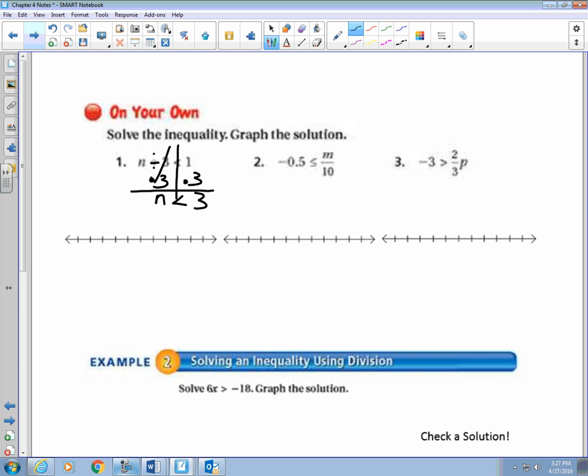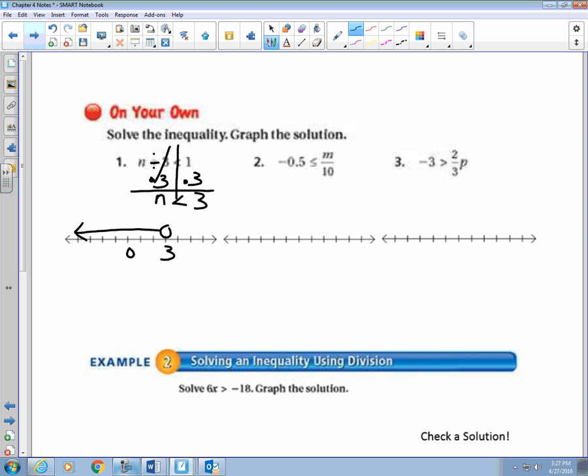So my solution is any number n that is less than 3. To graph that, I need a 0 reference point. We'll put 3 on there. 3 is our starting point for our graph, and it says n is less than 3. It doesn't say it can be equal to, so I do an open circle, and n is anything to the left.